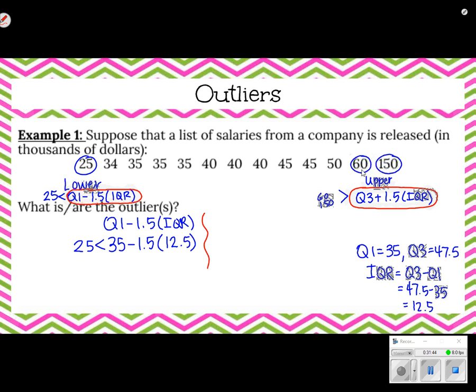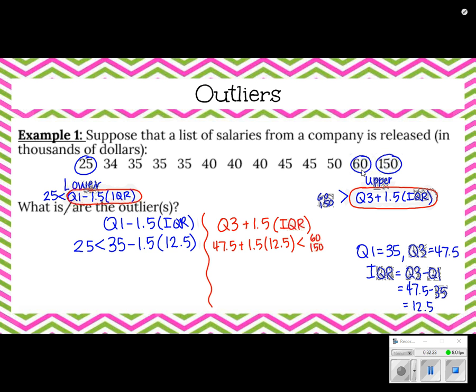Before I stick that in the calculator and compare, let's go ahead and do Q3 plus 1.5 times the IQR. And so Q3 is 47.5 plus 1.5 times my IQR is 12.5. And the question is, is that smaller than either 60 or 150? Okay, we've got two numbers we're comparing there, so that's why the two little numbers happen to be right there. All right, I'm going to grab my calculator. I'm not going to use the one on the board because it's just too large sometimes.